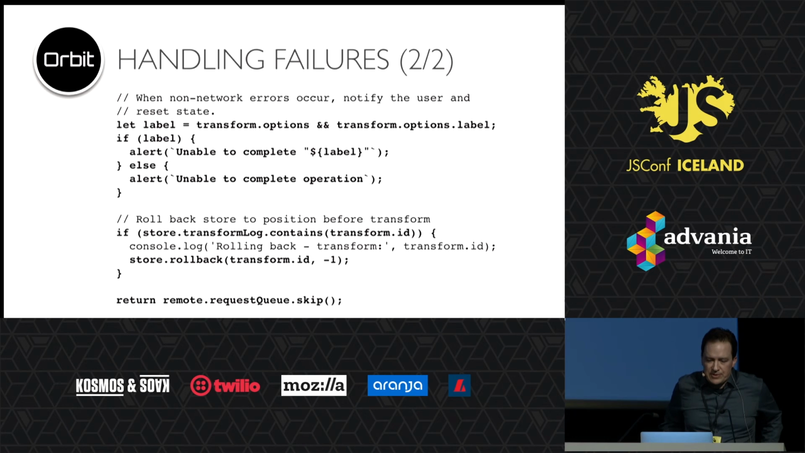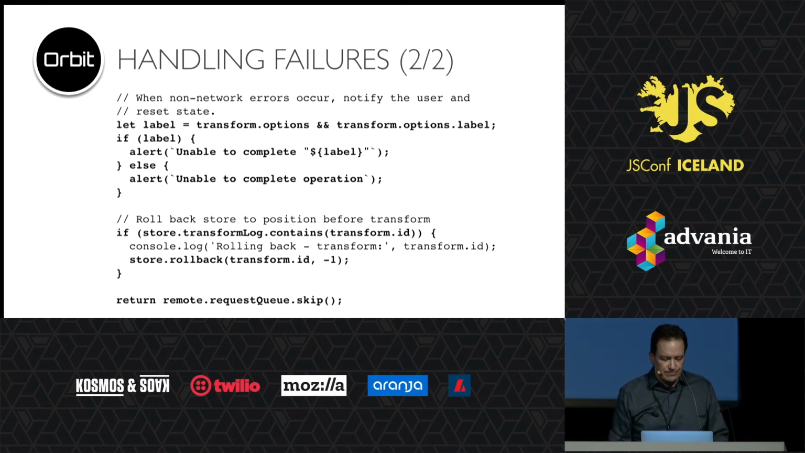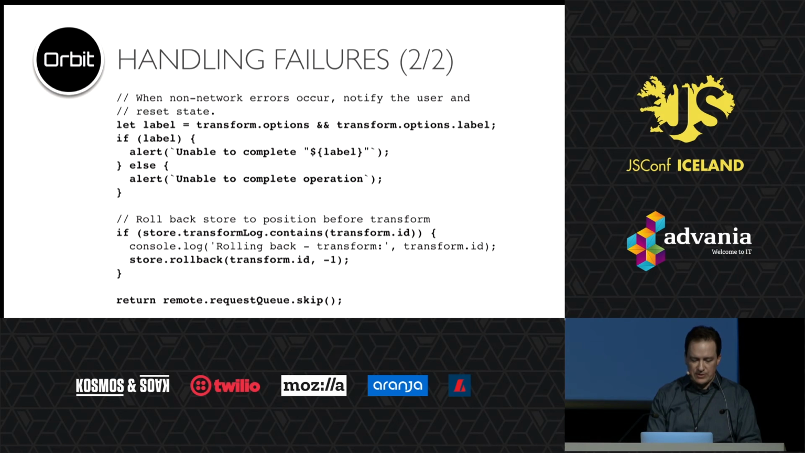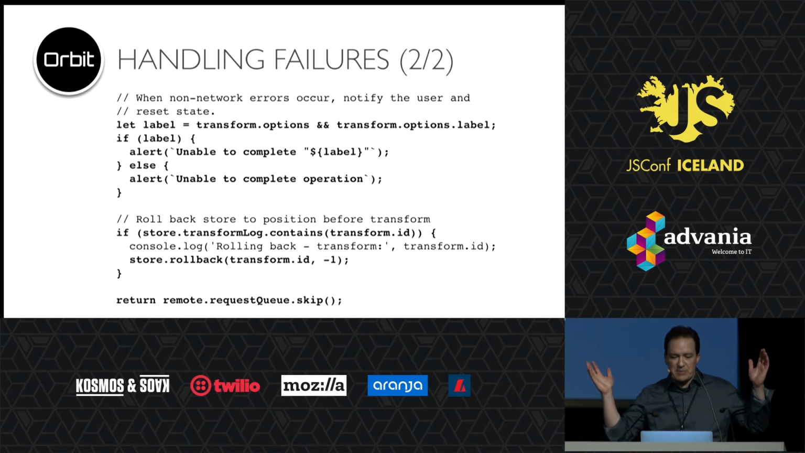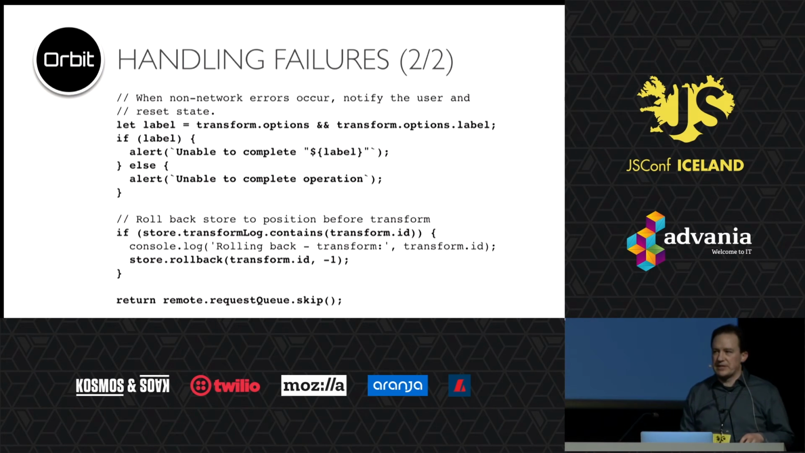In this scenario, we're communicating back to the user a failure based upon the label that's put on an update, and then we're rolling back the store's state to just before that transform was applied. And then we're skipping events on the remote source. So it's basically a reset. We're throwing up our hands.